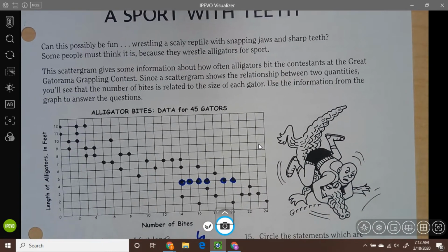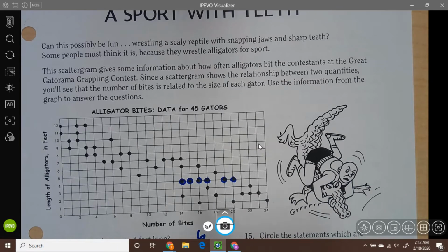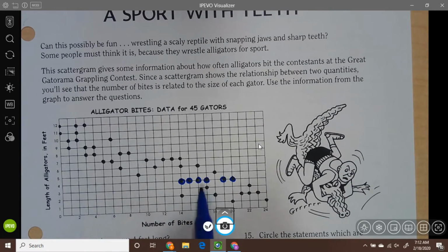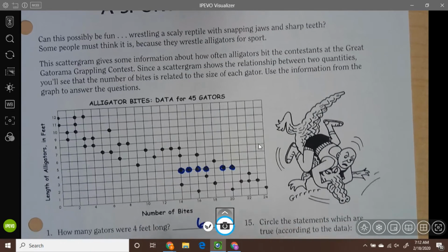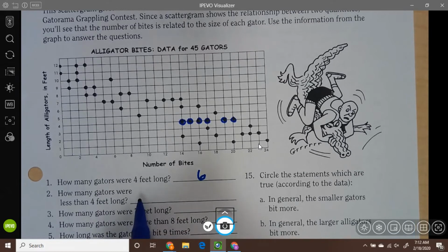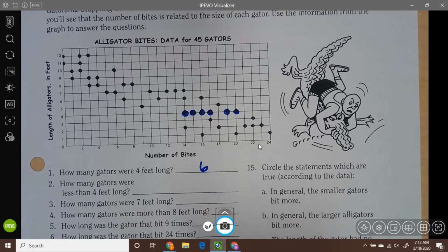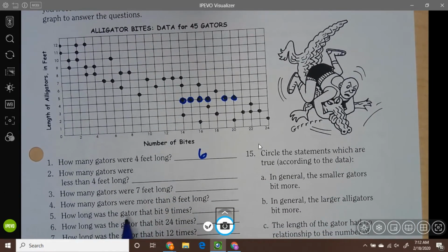And then how many alligators were less than 4 feet? So you count all the dots that are less than 4 feet. So I get 10. So fill that in. How many gators were 7 feet long? So let's go on to how long was the gator that bit 9 times?